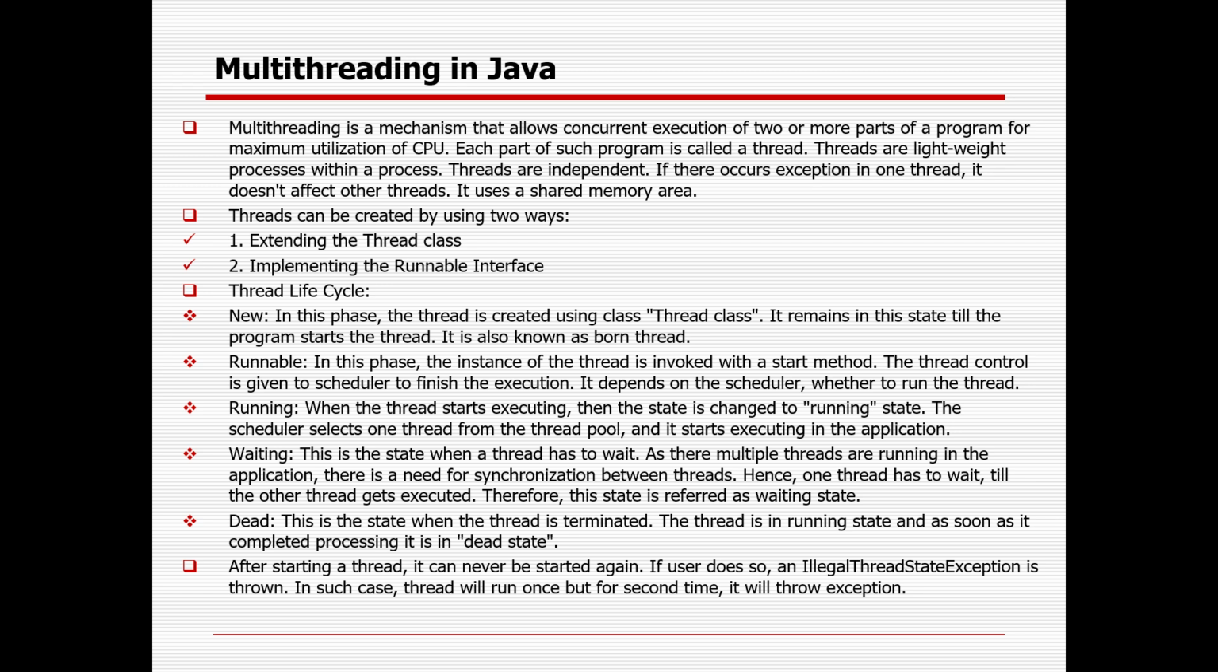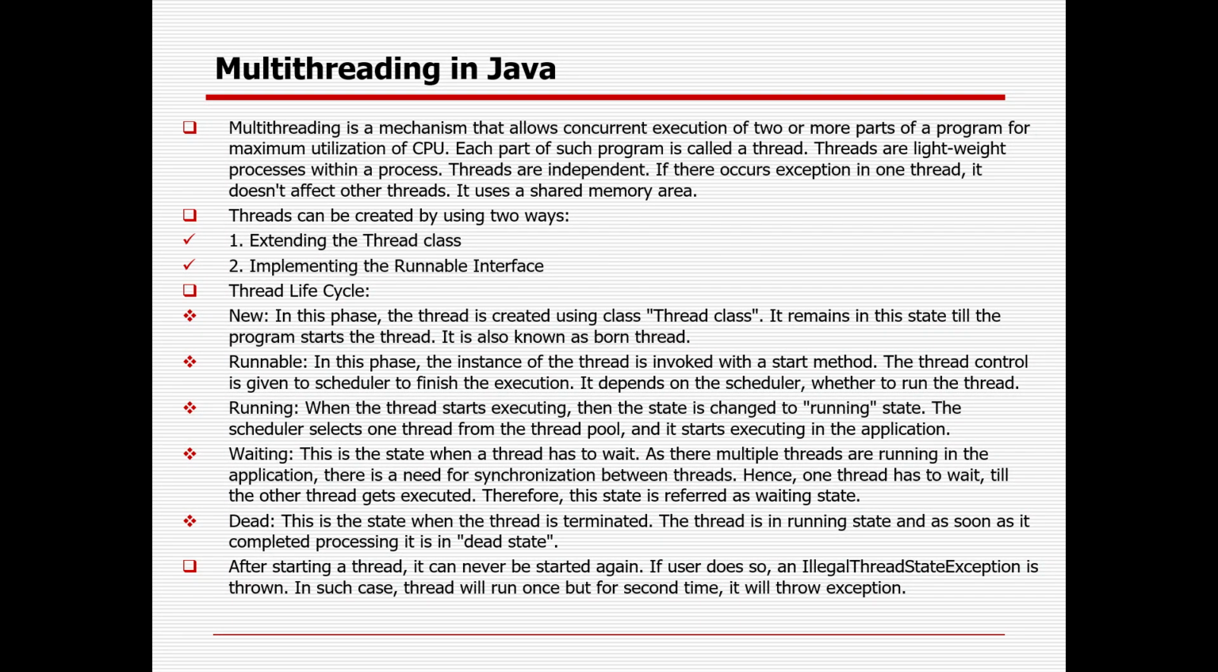That is called the dead state. In this state, the thread is terminated; before that the thread is in the running state. As soon as it completes processing, it is called the dead state. After starting a thread, it can never be started again. If the user does so, it will throw an IllegalThreadStateException error. In such a case, the thread will run once, but the second time it will throw the exception.